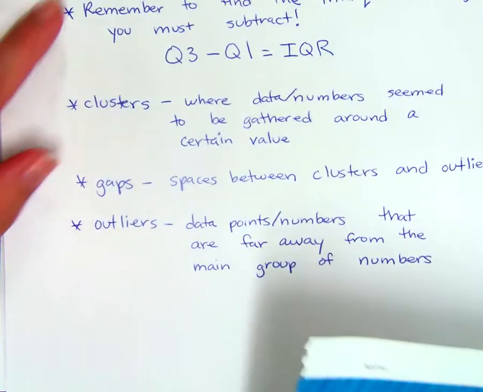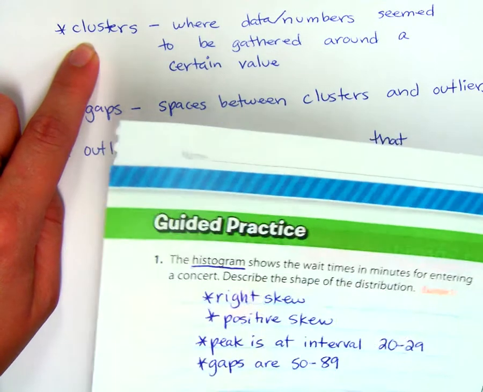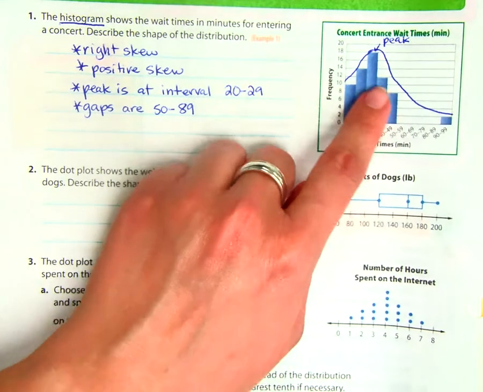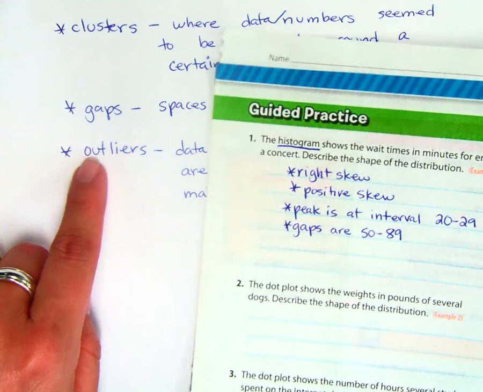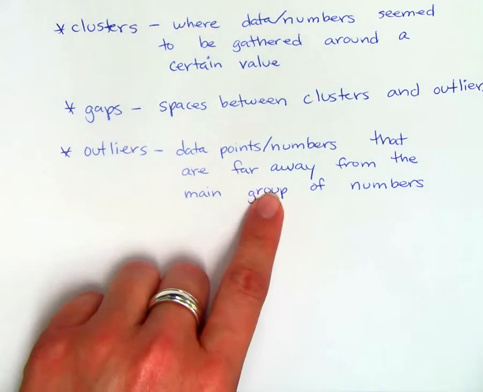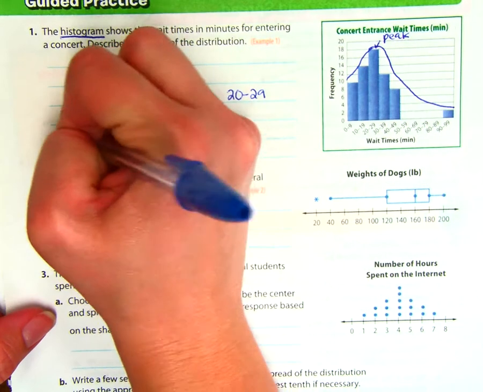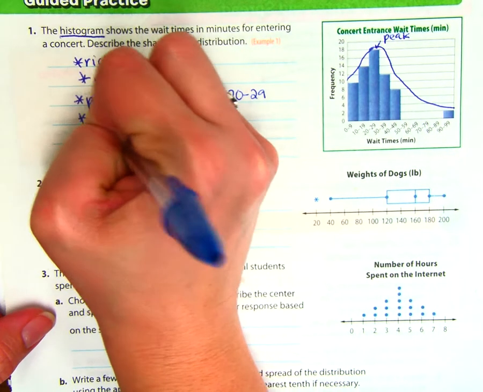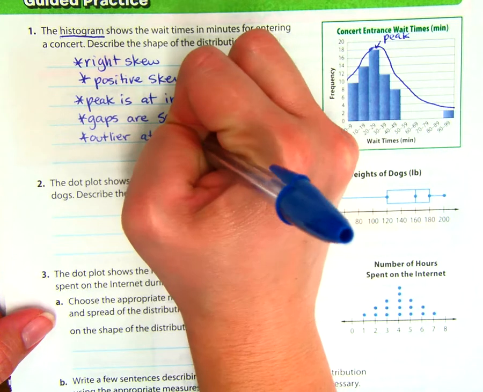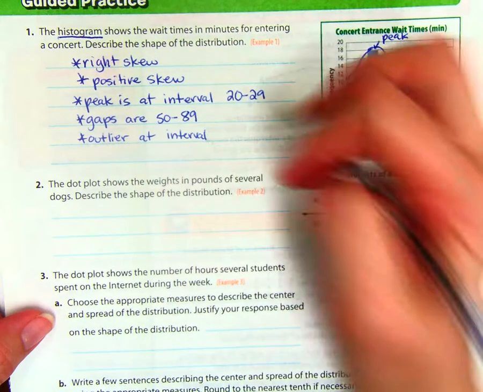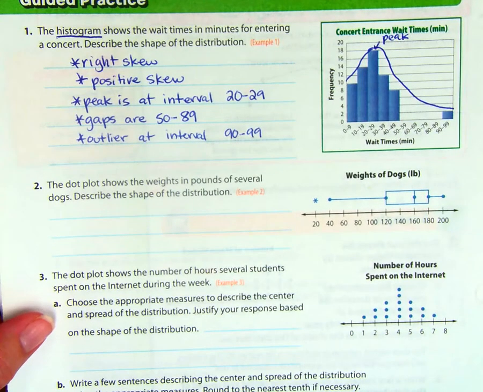We don't need to know this stuff because it's not a box plot. Clusters, let's see. There's clusters. The data's kind of around there. Yeah, it's a big group right there. And we have the gap. An outlier is data away from everything else. And hopefully you guys can see there's an outlier right there. So an outlier at interval 90 to 99. So that's a lot of information that we know just based on looking at that histogram.